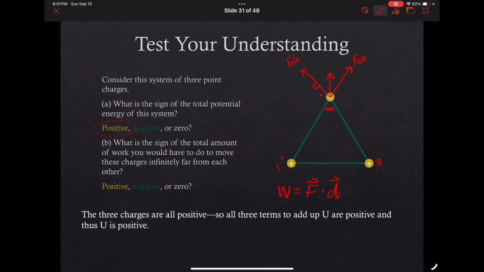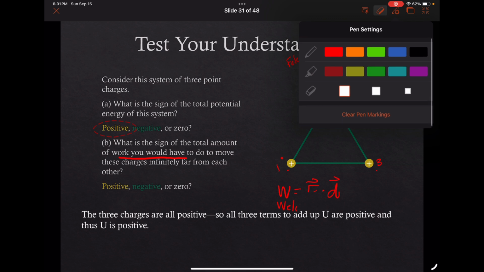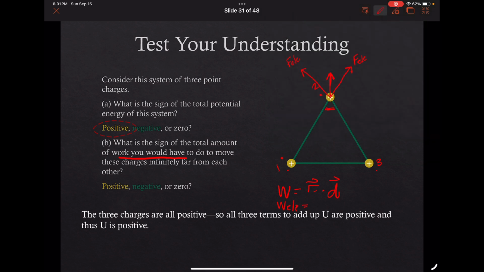But the question is asking, what kind of work would we have to do? So the work done by the electric force is positive because we want them to move far apart, which is pointing directly away. And the force direction due to the electric field is also pointing in the same direction, right? So we're going to get a positive dot product and therefore a positive value for the work done by the electric force. So what I wanted to draw was greater than 0, right? Work done by electric force.